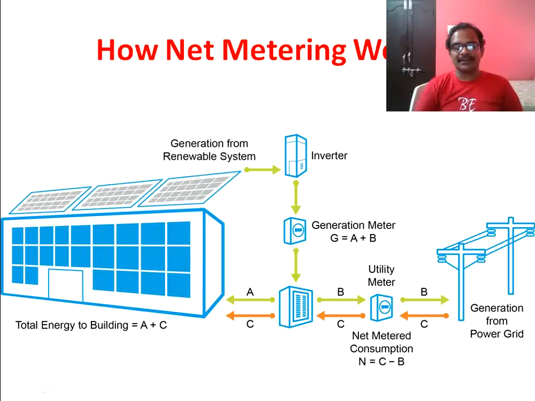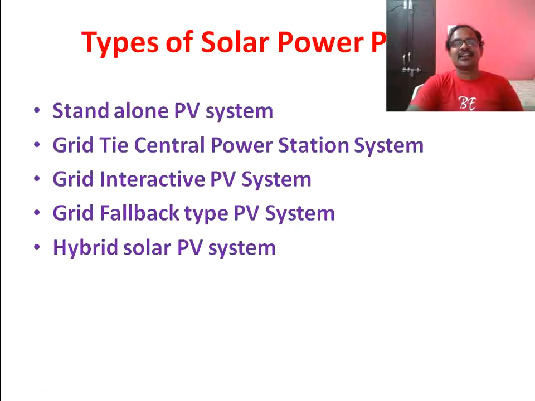With this we have completed the components in a solar PV system. The major component is the PV array, and the balance of system components are charge controller, battery, inverter and net metering. In the next class, or in the next video, we'll talk about the different types of solar power plants.